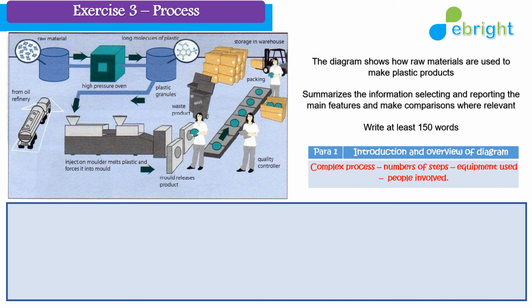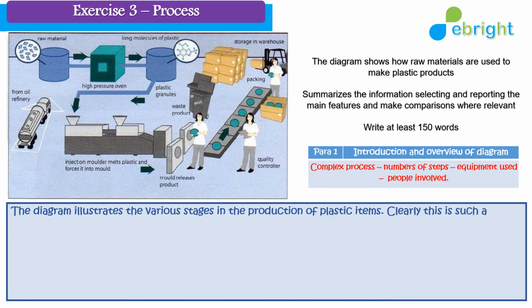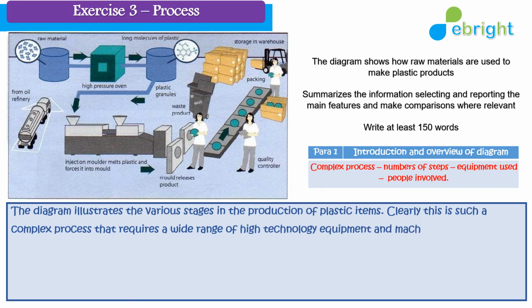As usual, for the tenses, you should use simple present tense and usually in the form of passive voice because it's always happening in the form of process. So let's start. The diagram illustrates, don't forget about this, the various stages in the production of plastic items. Clearly, this is such a complex process that requires a wide range of high technology, equipment and machinery, and at some stages, skilled workers. Great.